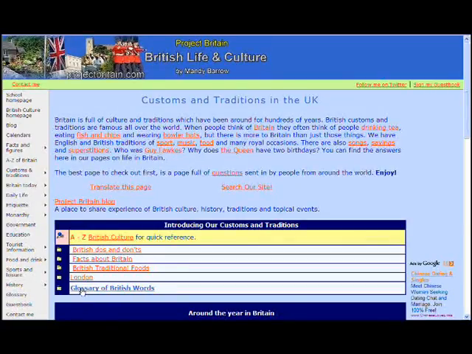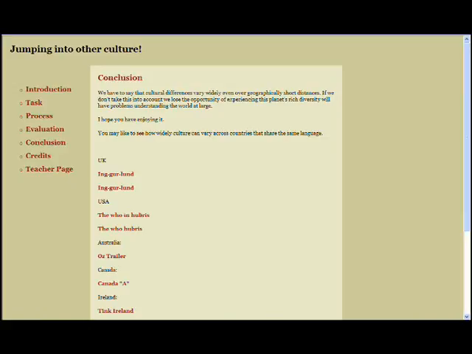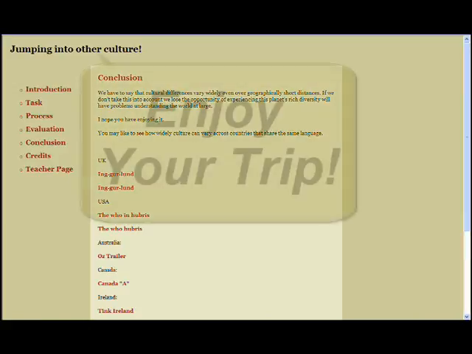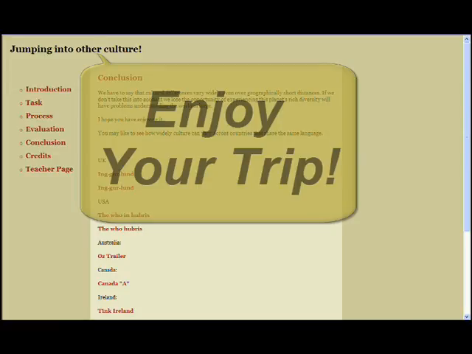And particularly, we're going to click on this, a glossary of British words. And you can see apples and pears, Governor, fancy good time, and all that. And that's that. Enjoy your trip.